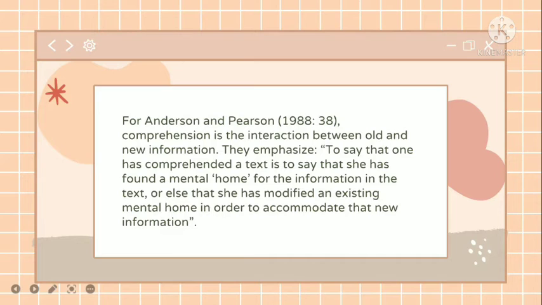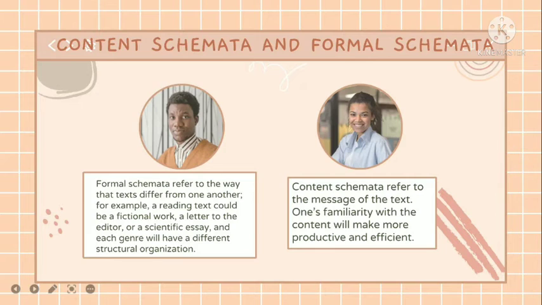For Anderson and Pearson, 1988, comprehension is the interaction between old and new information. They emphasize that to say one has comprehended a text is to say that she has found a mental home for the information in the text, or else that she has modified an existing mental home in order to accommodate the new information. Let us now look at formal and content schema.